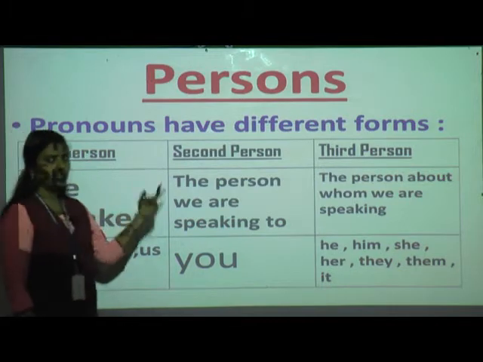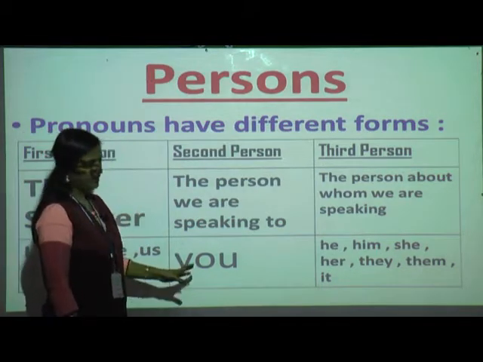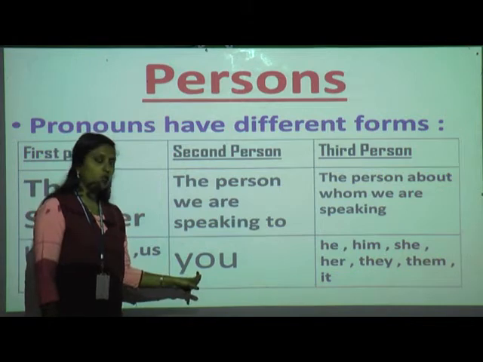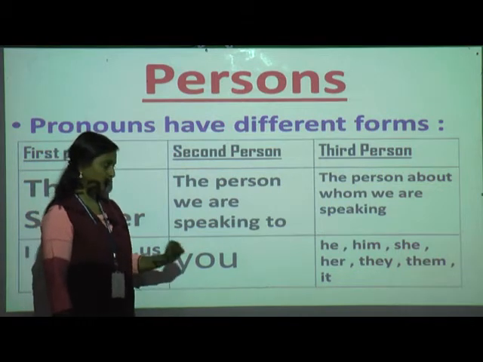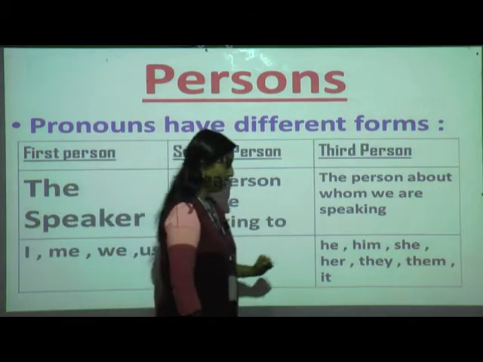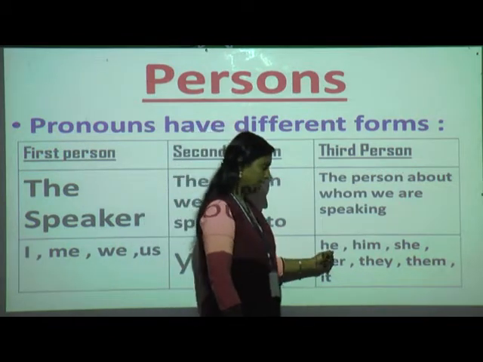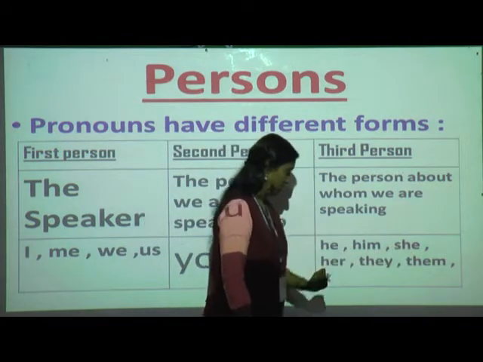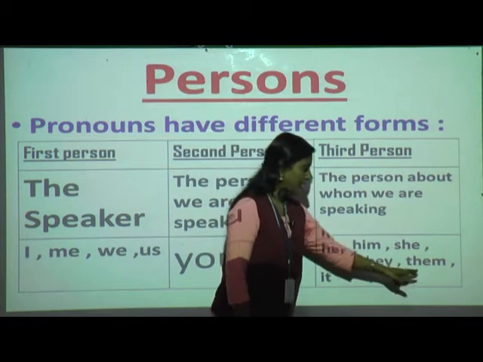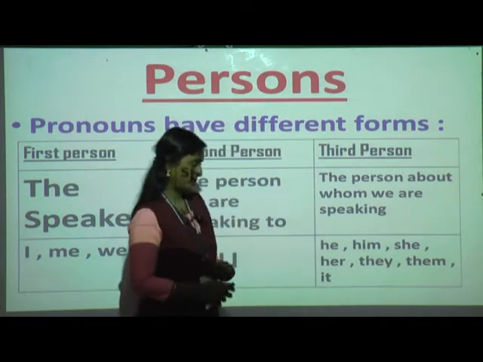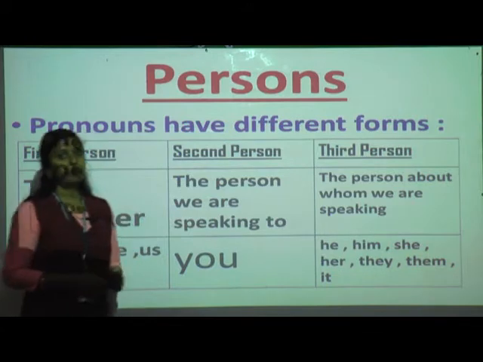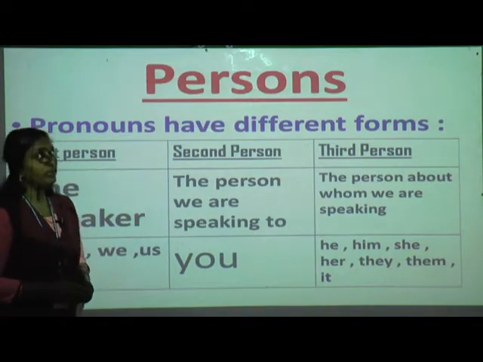For the second person, there is no need to learn by heart, it is only one pronoun, that is Y, O, U, you. Now the third person. What are the pronouns used for the third person, students? Yes, he, him, she, her, they, them and it. Again I will repeat, what are the pronouns used for the third person.